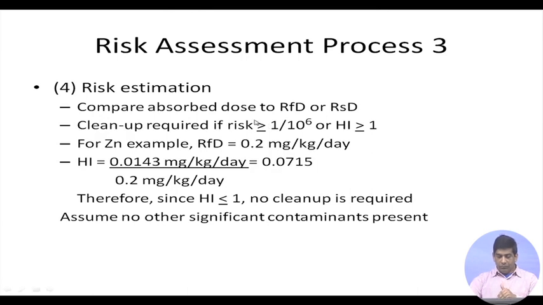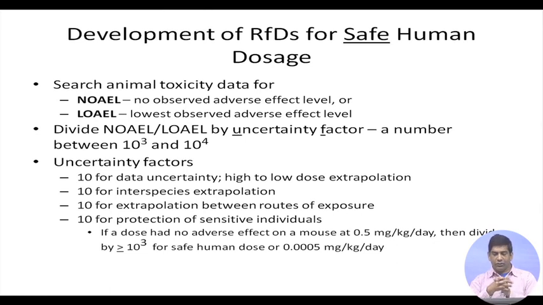So compare the dose to the RFD. Cleanup is required if the risk is greater than 1 in a million for cancer, or the hazard index is greater than or equal to 1 for non-cancer. For zinc, for example, the RFD is 0.2, and it's a non-carcinogen. So you try to find out the hazard index. So 0.2 is safe. The dose you are providing is 0.0143. The number comes out to 0.0715. So the hazard index is less than 1. So no cleanup is required for the water, assuming that no other significant contaminant is present. So this is how you will do the risk assessment procedure.